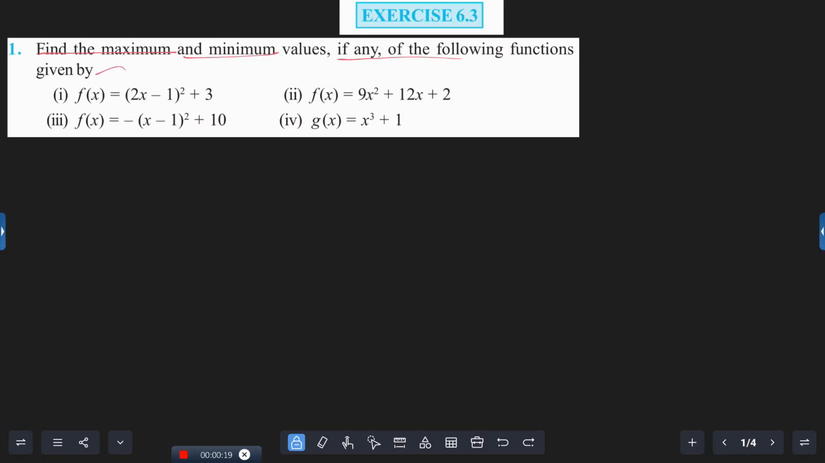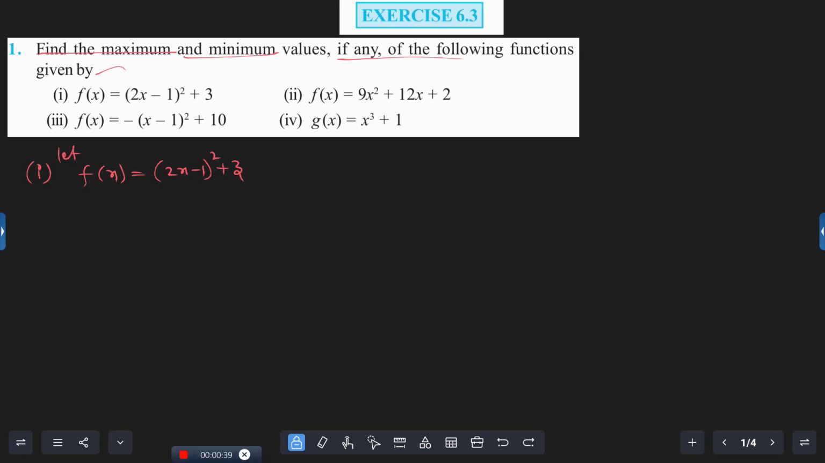Any of the following functions are given now. You just find the maximum and minimum. Both they are asking. Okay. Question number 1, suppose given now. So what will happen next step, f of x is equal to 2x minus 1 whole square plus 3, then what will you do?